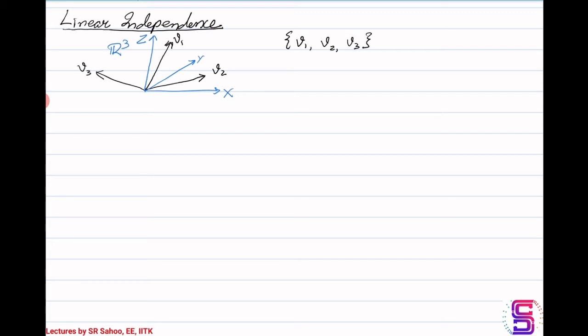Okay. So now the question is, can I express v1 in terms of v2 or v3 or both? Similarly, can I express v2 in terms of v1 or v3 or both? And same for v3. Okay. So if one of these vectors can be expressed in terms of the other vectors in this set, then we say that the vector is dependent on the other vectors.